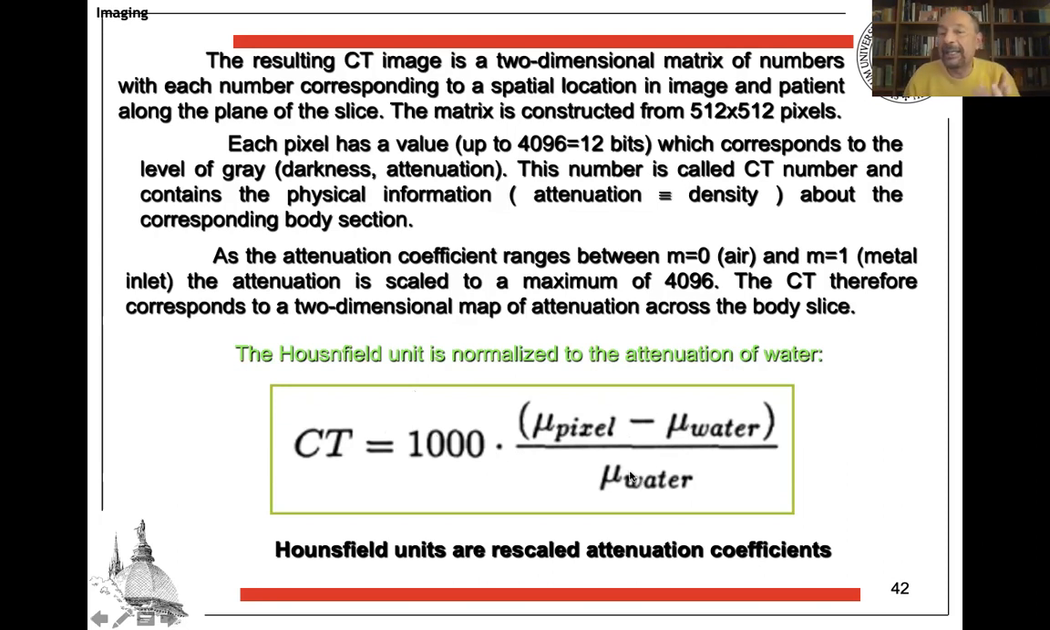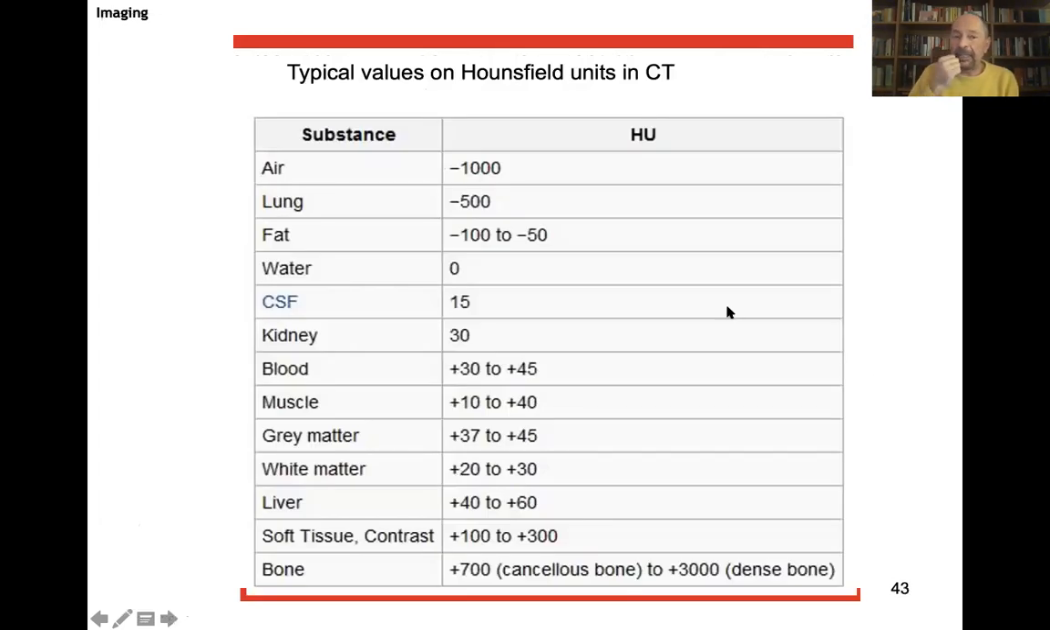So essentially, this is a way to normalize the CT scans in what are called Hounsfield units. It's called Hounsfield units because Hounsfield was the person who invented the CT and received the Nobel Prize for it. These are typical values of the Hounsfield units in CT.